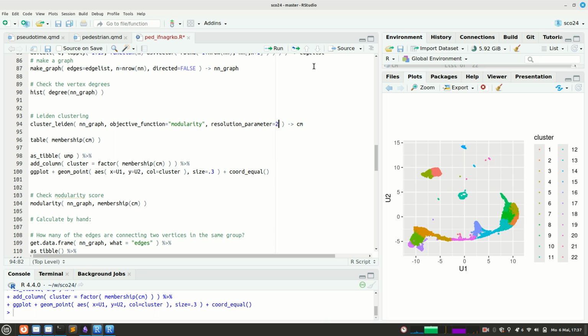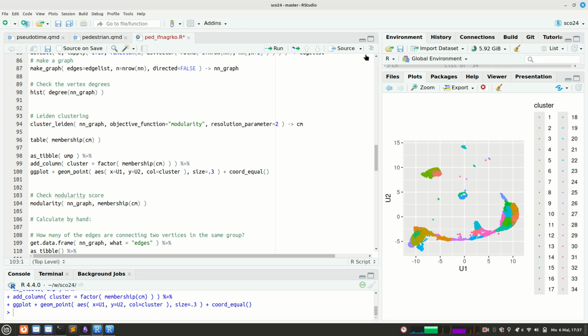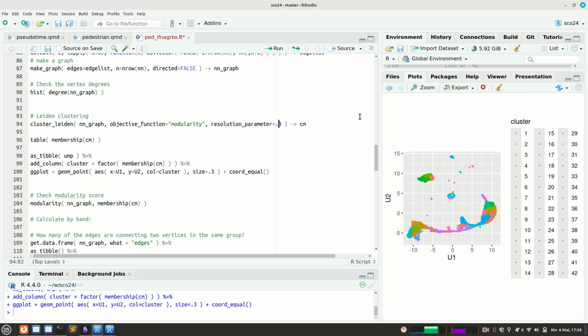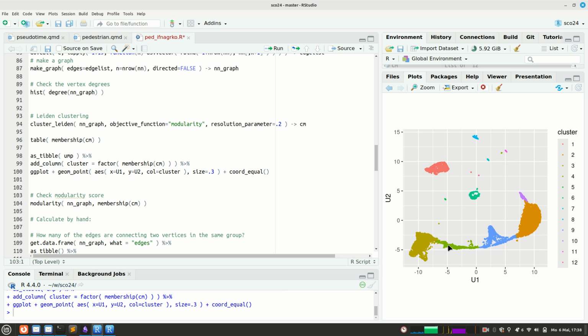But I can, for example, put it to 2, and then I get many more clusters, or if I put it to 3, I get even more clusters. And if I put it to 0.2, then I get fewer clusters, like here, I get only a few. You can imagine that it's useful to be able to adjust the number of clusters, because sometimes you want a more coarse-grained clustering, or sometimes a more fine-grained clustering.